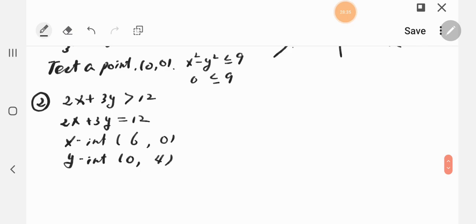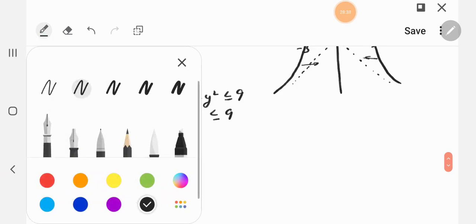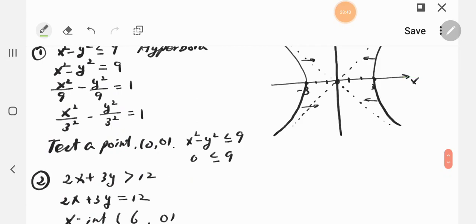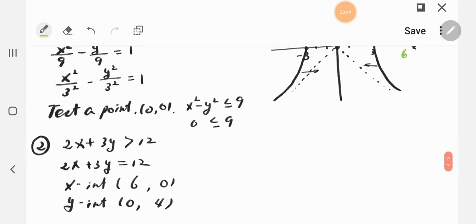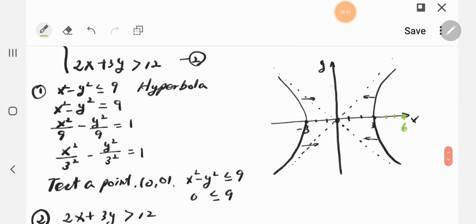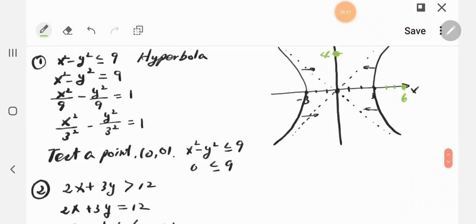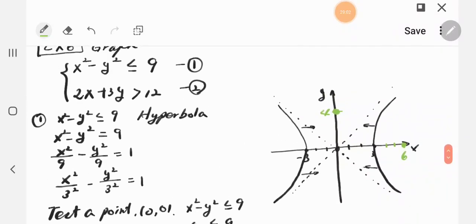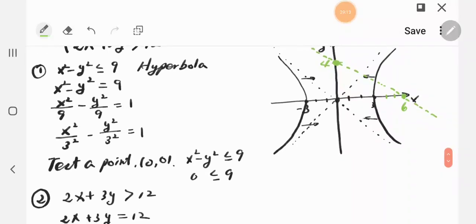So let's use a different color. The x-intercept is x equals 6, y equals 0, so let's say this is 6. The y-intercept is y equals 4, so let's say this is 4. We will connect these two points. There is no equal sign in the second inequality, so the line should be dashed. Dashed line. And then let's test a point.